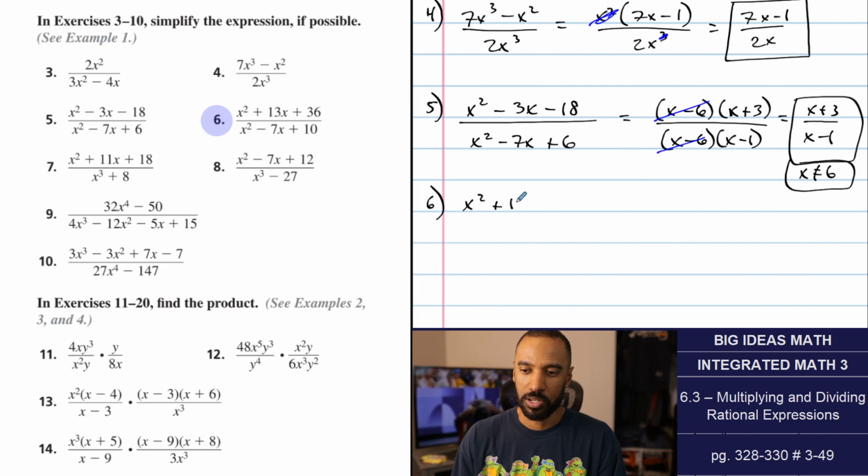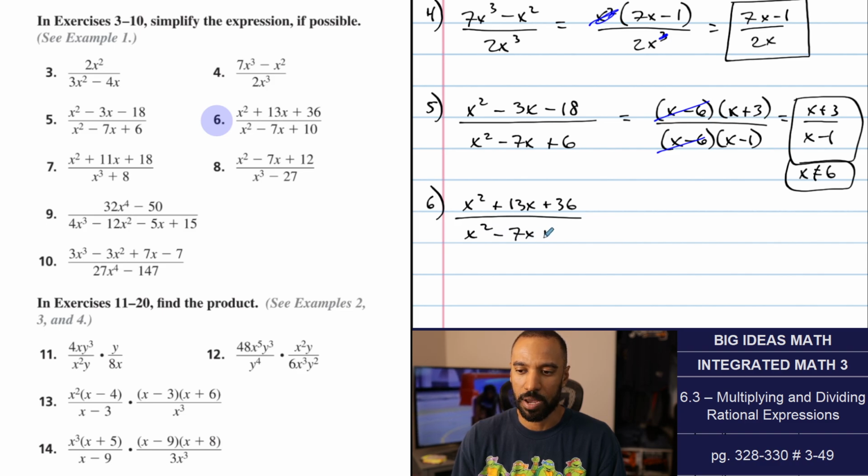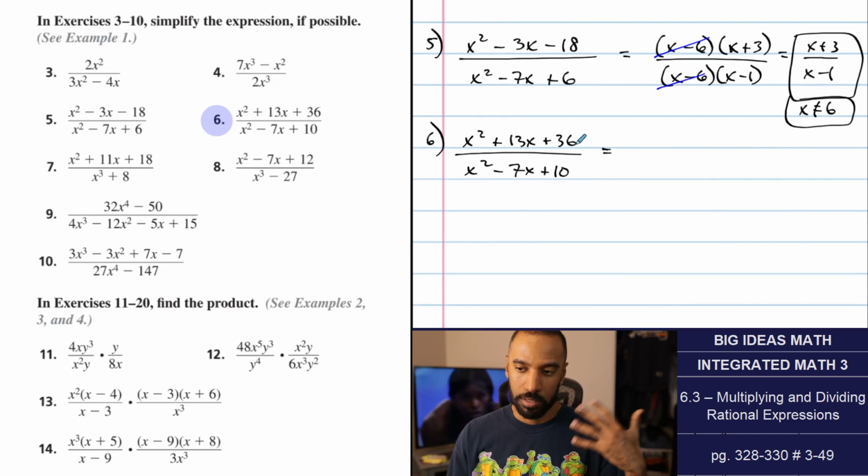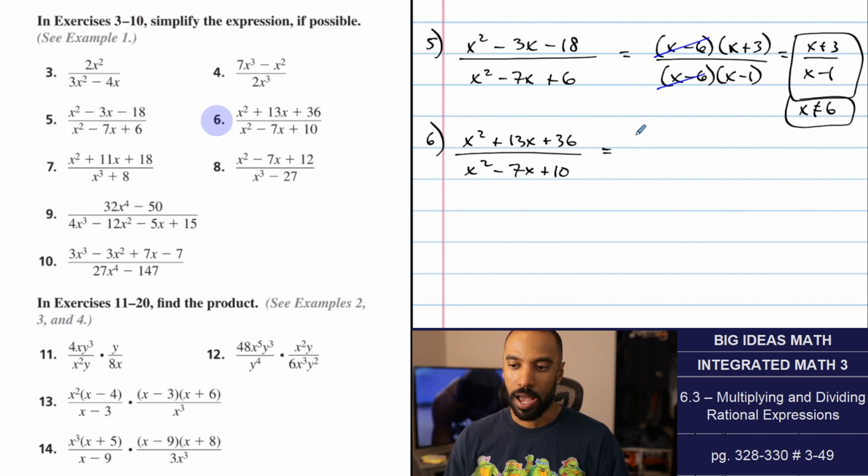x squared plus 13x plus 36 divided by x squared minus 7x plus 10. And I mentioned this in the lecture portion, by the way, as well, guys. I'm not going to slow down on the factoring. Factoring is something we've done in IM2, we've done earlier in this textbook as well. So as long as I know how to factor it, I'm going to factor it straight up.